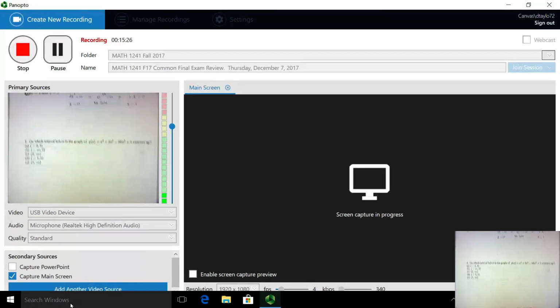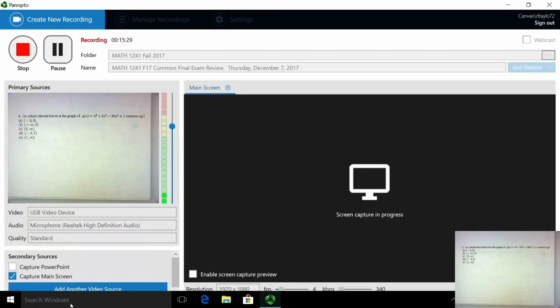All right, problem number 8. On which interval below is the graph of g of x equals x to the power 4 plus 2x cubed minus 36x squared plus 1 concave up? All right, so we know that when we're dealing with concavity, we're dealing with the second derivative. The second derivative of a function tells me about the concavity of that function. So let's start by finding the second derivative.